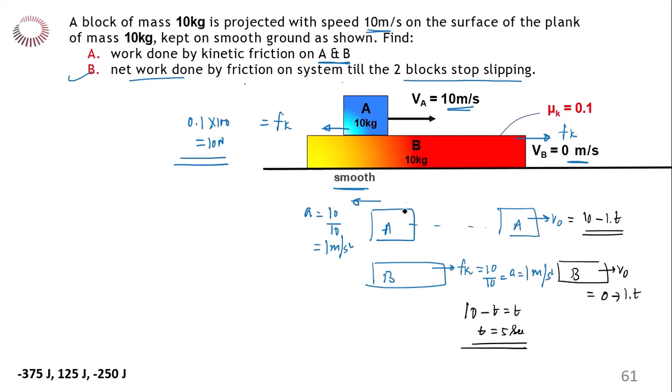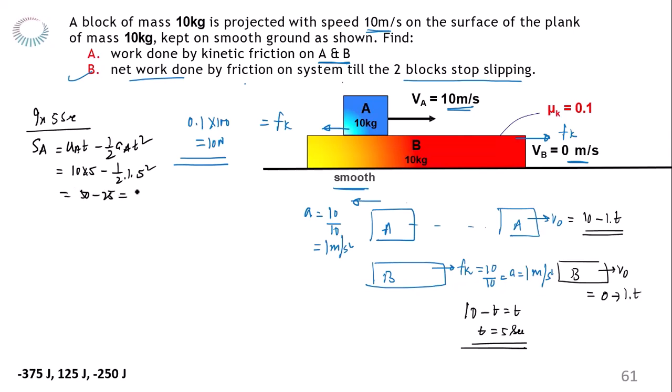You are asked to calculate the displacement in that situation. In 5 seconds, what is the displacement of A block? If I say S_A, that should be equal to u_A t minus half a_A t square. Now u_A is 10, t is 5, minus half into 1 into 5 square. So ultimately 50 minus 25, that means 25 meter. So 25 meter is the displacement of particle A.